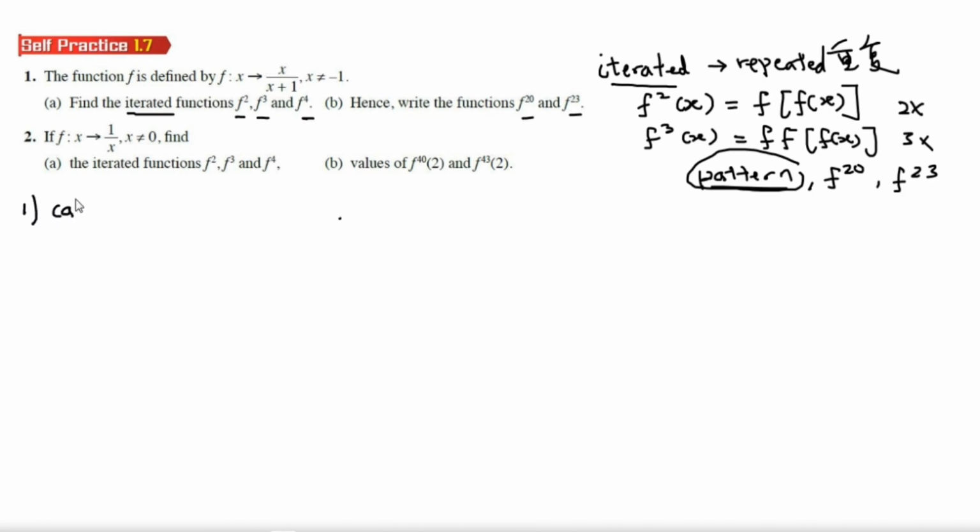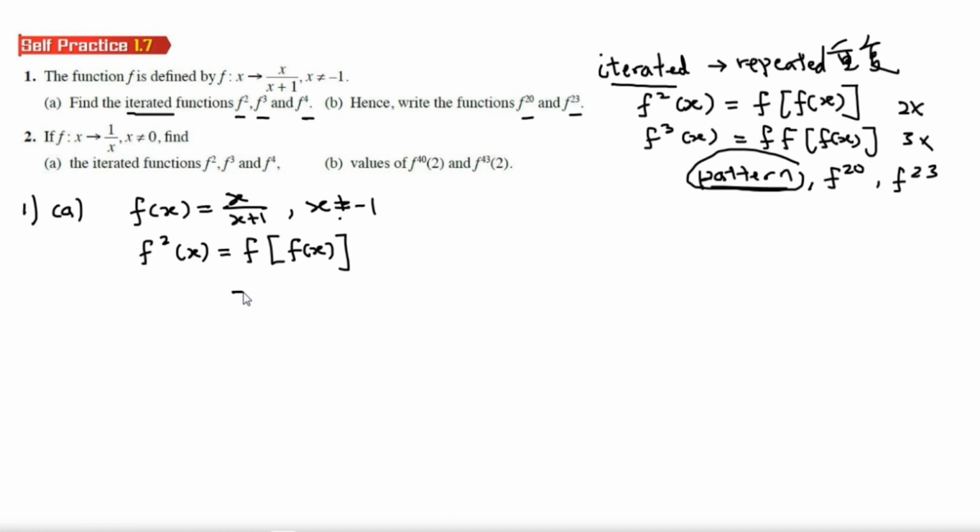A1A, given f(x) is a rational function, x over x plus 1 with the condition x is not equal to -1. Now we start with f2x. So f2x, that means f composite function f(x) is repeat itself twice. So we refer to f(x). Whatever we change for this x, we must do the same thing for the other side. Change at the same time for both x.